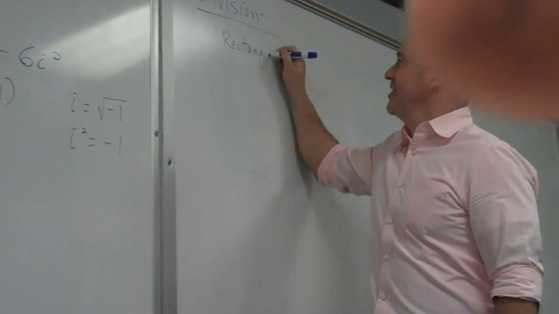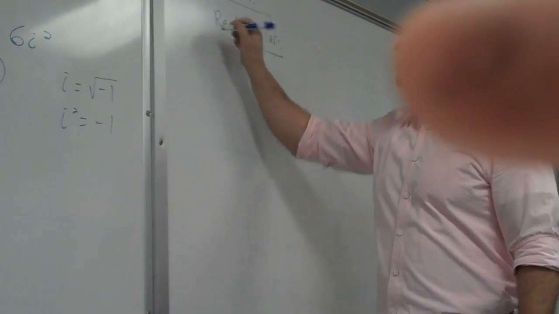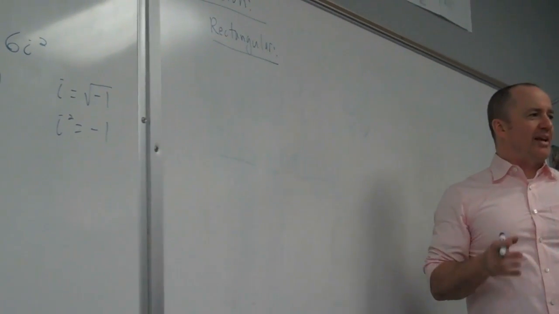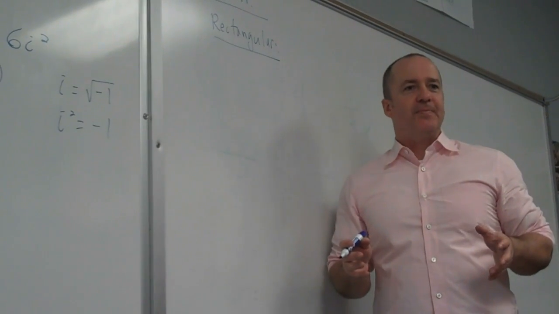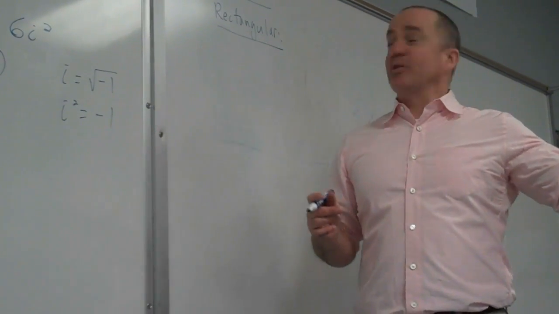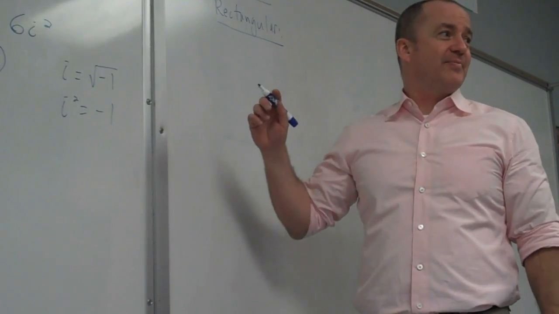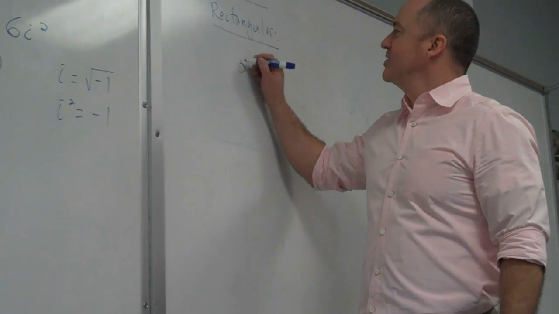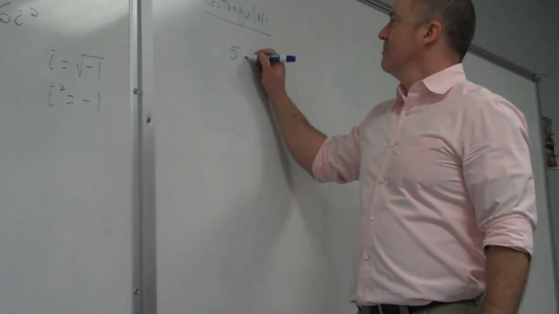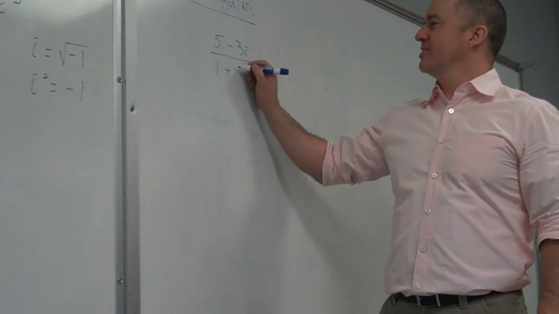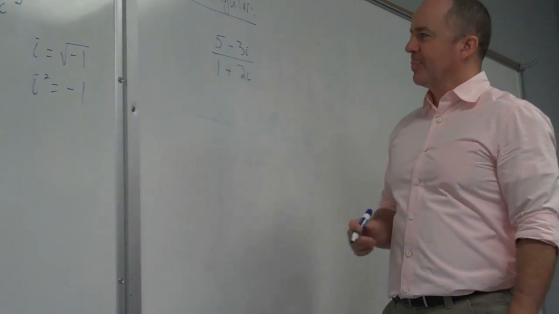Division in rectangular. This is the one where there's no real good way to do it, so you basically cheat. Multiply by the reciprocal. Not the reciprocal, close. The complex multiplicative inverse. Same thing. All right. If I have 5 minus 3i over 1 plus 2i.